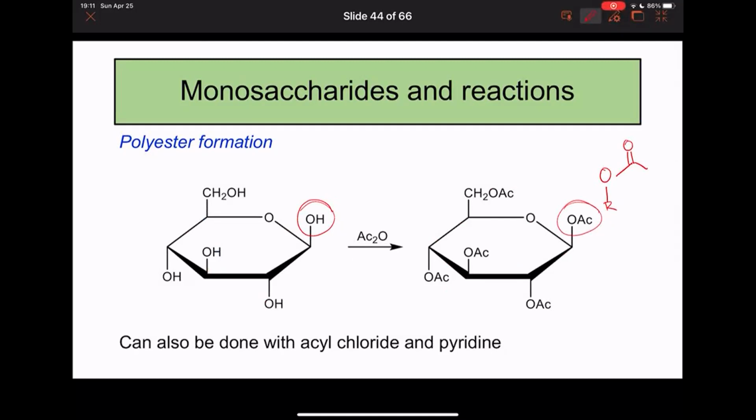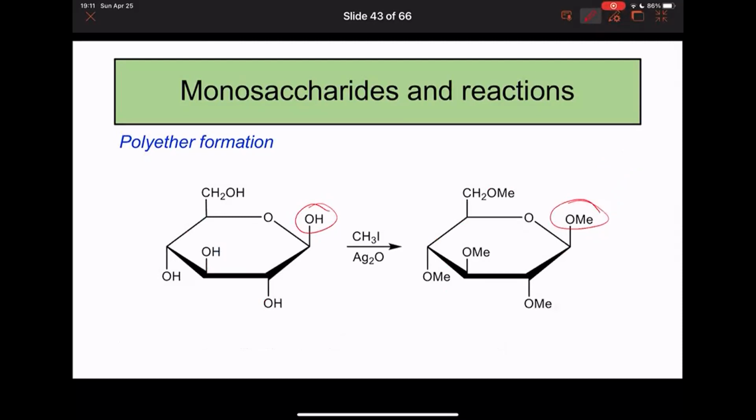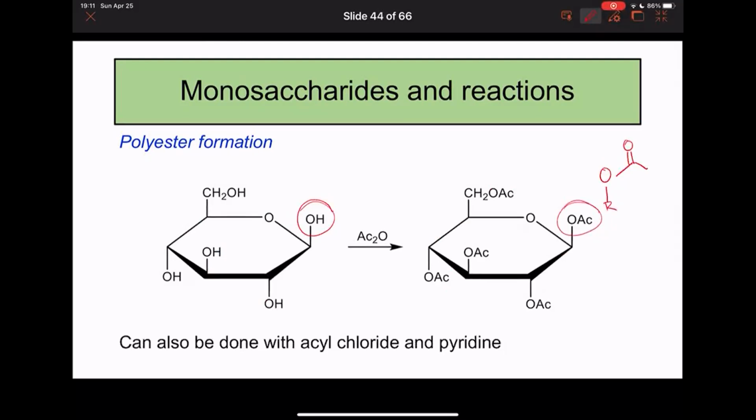Do you mind going back to the last slide for just a quick second? Okay, thank you. And this one will affect all of them. And then there's a couple different ways to do it. You can also do it with acyl chloride and pyridine, but that will give you the same result. Cool.